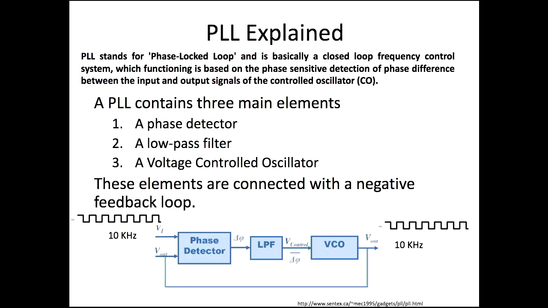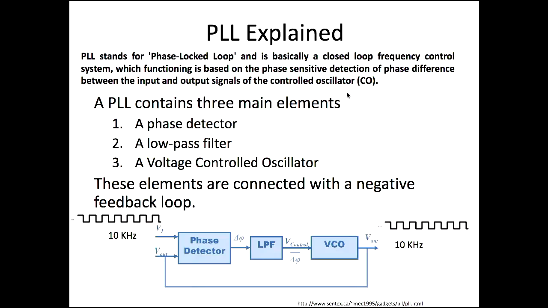PLL stands for phase locked loop, and is basically a closed loop frequency control system. That is the reason it is called a phase locked loop. It is not operating in the open loop, it is operating in the closed loop, whose functioning is based on phase sensitive detection of phase difference between input and output signals of the controlled oscillator. See this VCO, voltage controlled oscillator. We will study that one.